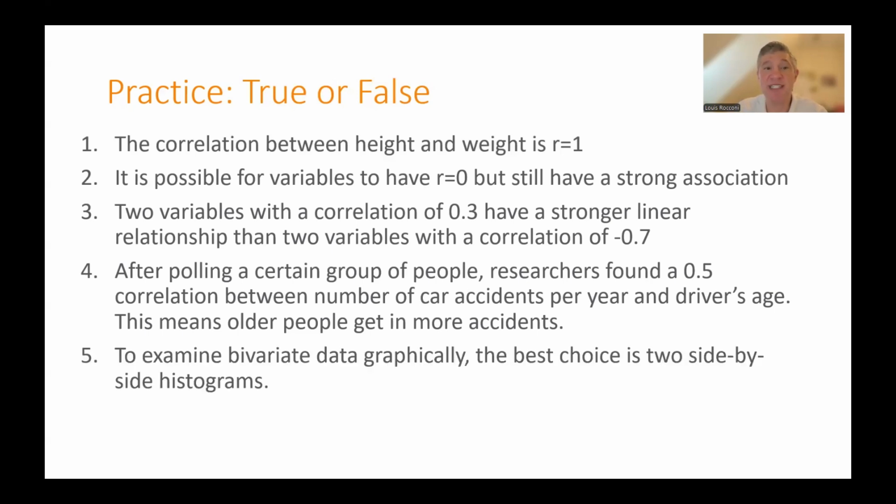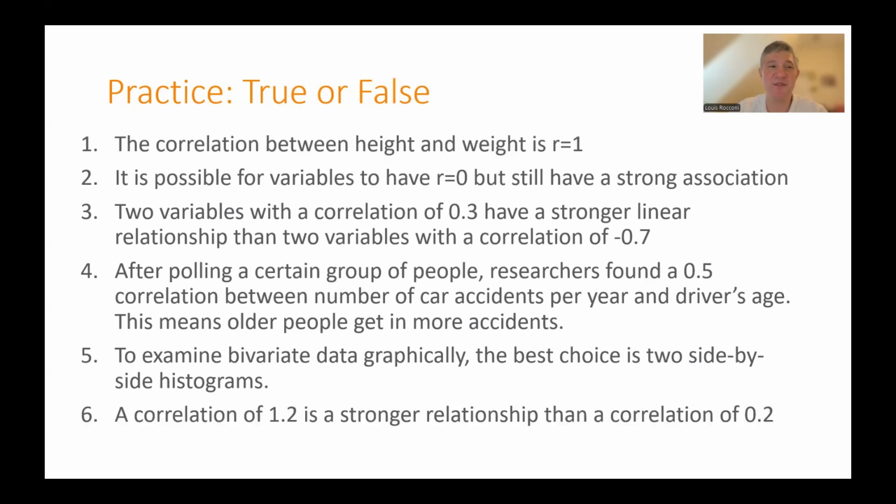To examine bivariate data graphically, the best choice is two side-by-side histograms. No, right? It's our scatter plots that we talked about before. And a correlation of 1.2 is a stronger relationship than a correlation of 0.2. This one's kind of a tricky question too. There's no such thing as a correlation of 1.2. Remember, the correlations range between -1 and 1.